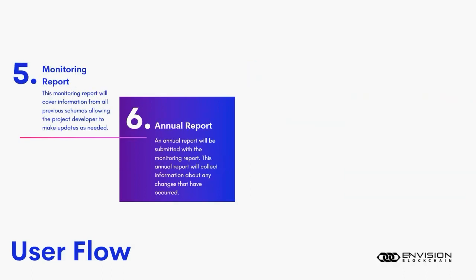Another schema you'll be looking at is the monitoring report. This will cover information from all the previous schemas, allowing the project developer to make updates as needed. So currently in this policy, you're going to see all of these forms located in one project form that you're going to be filling out. They'll be separated by headers. However, it may be separated in the future, and it would be good to hear some feedback on whether it's easier to have it all located in one form, or if it's better to have it in the more traditional sense of having them separated into separate forms that you fill out as you go through this process. So if you have any feedback, it'd be good to hear.